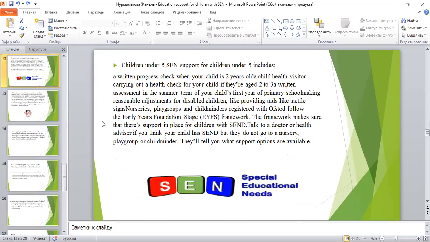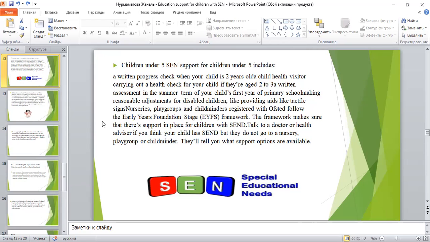Now let's talk about the supports. Are there any supports for special educational needs students, or what kind of supports do we know about them?